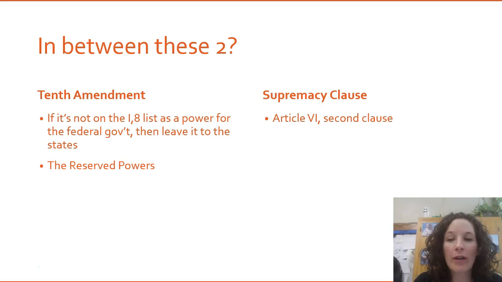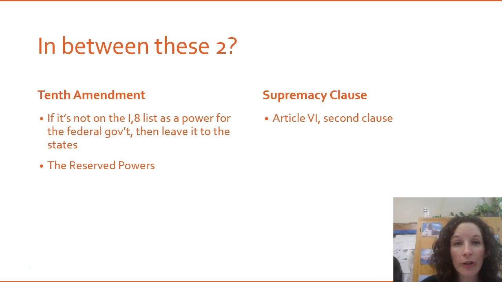So what about all the things that are in between these two? The 10th Amendment is short. It tells us that these are the reserved powers, or the States' Rights Amendment, but nowhere does it actually say what those powers are. And that is because of the potentiality. These powers are potentially endless. So if it's not something Congress can do, then it is left to the states.